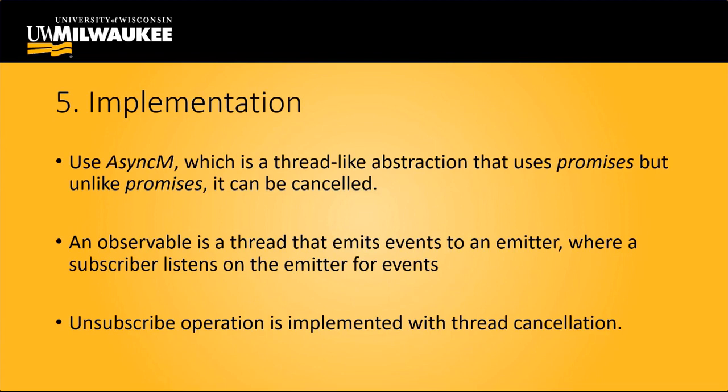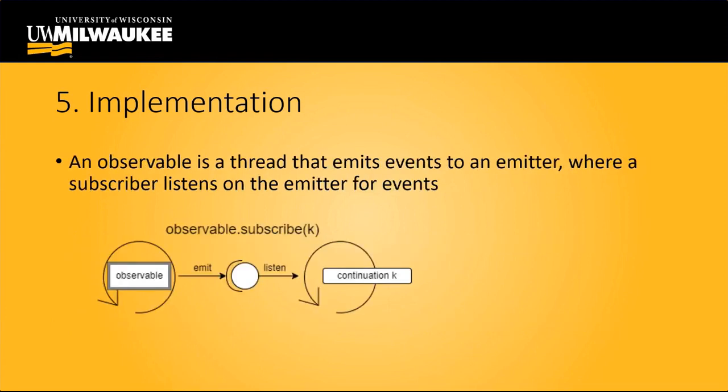We implement observable using a thread-like abstraction, which we call async, which is essentially a promise chain, but it can be cancelled. Each observable is like a thread that emits events to an emitter object, where a subscriber listens for events. To unsubscribe an observable is to cancel the corresponding thread. The top-level subscription to an observable will start the observable thread, while the continuation callback of the subscriber waits for each event to run.